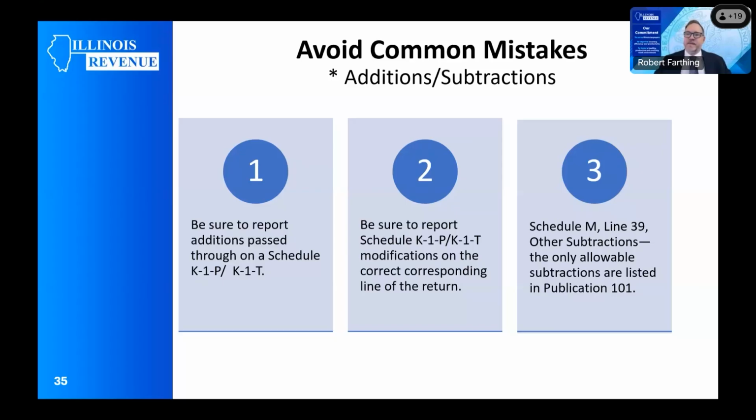If you're reporting a Schedule J foreign dividend subtraction, we do require a copy of the federal Schedule C, or the equivalent, depending on which federal form you're filing. It is required for support when claiming that Schedule J subtraction. So please send this in with the Illinois return in order to prevent delays.